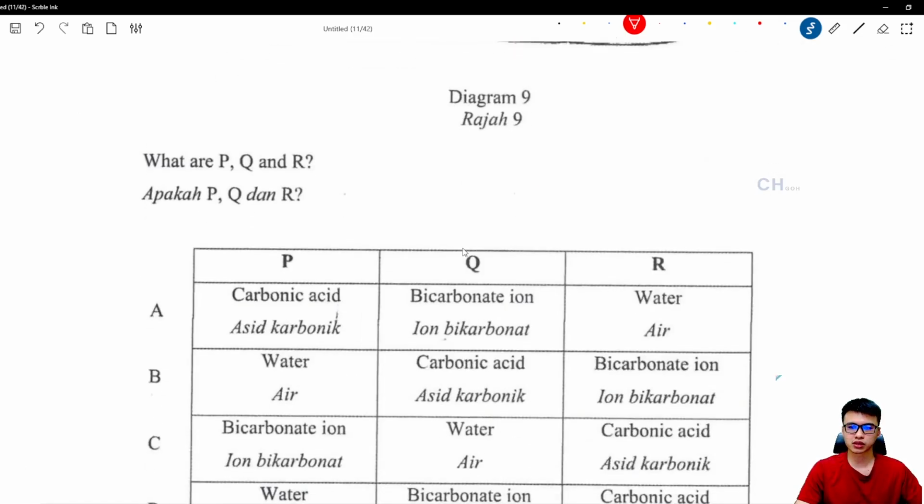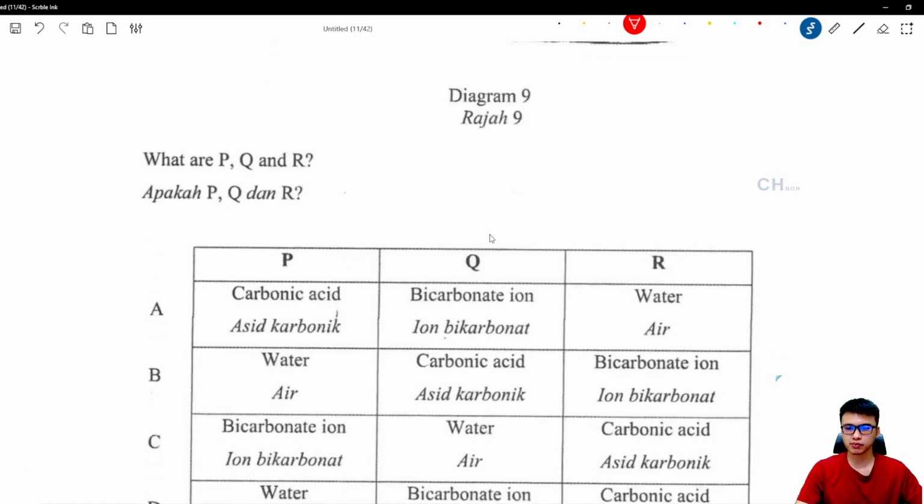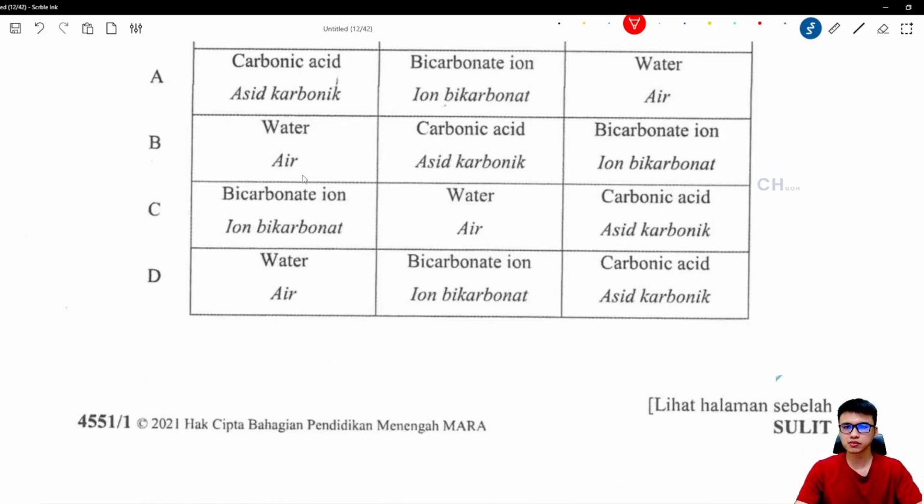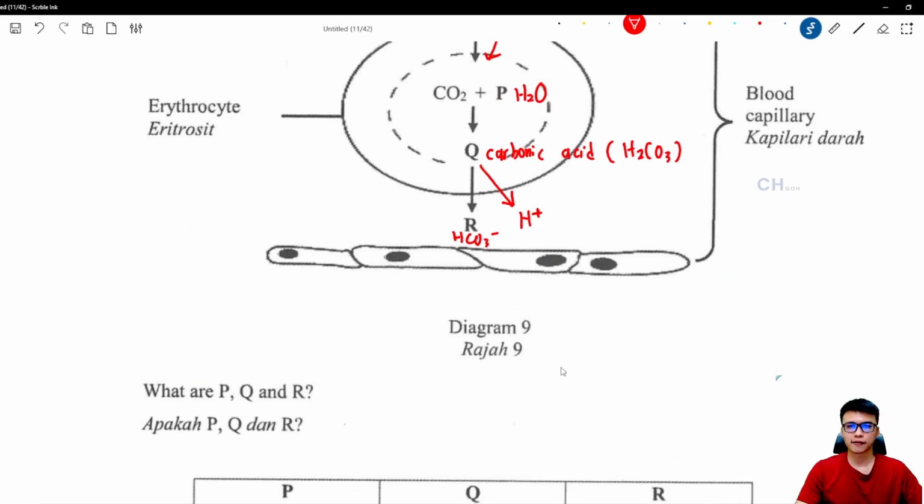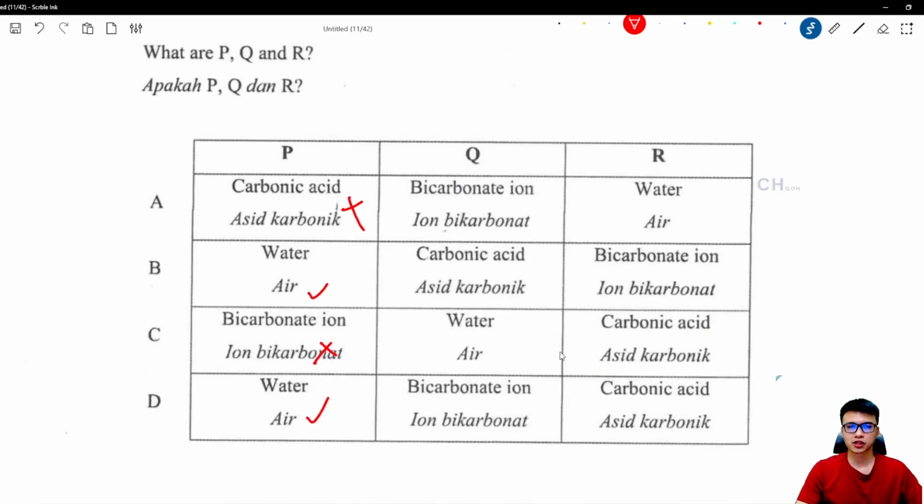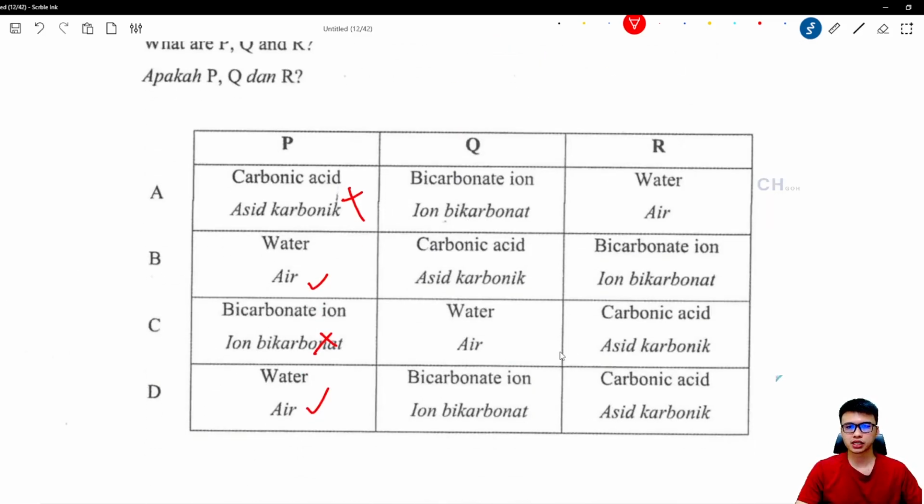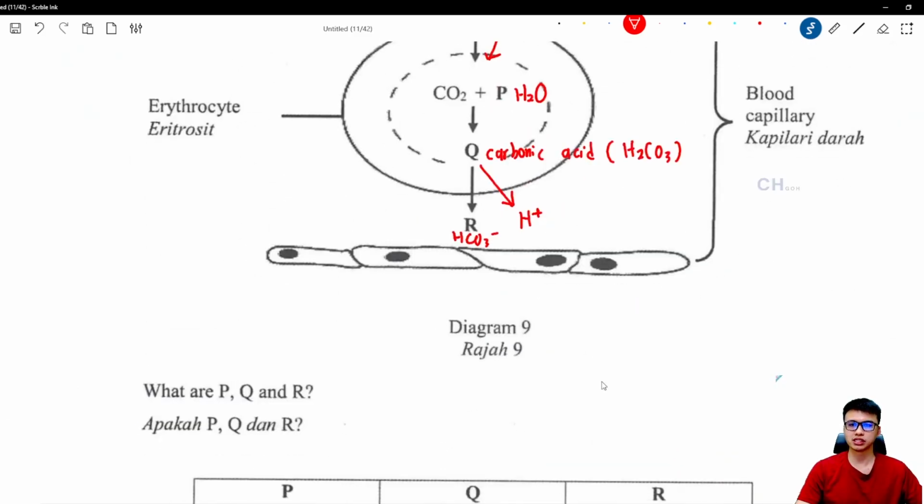So we look at the questions here. P must be the water. Q must be the carbonic acid. This one is wrong, so the answer should be B for this question. Question 10 is B.